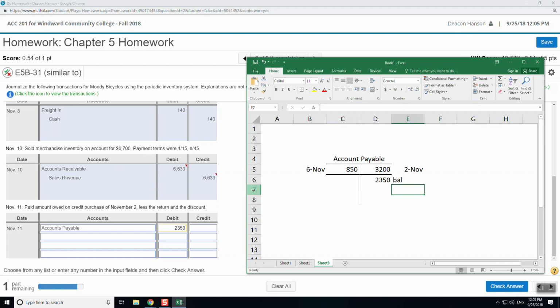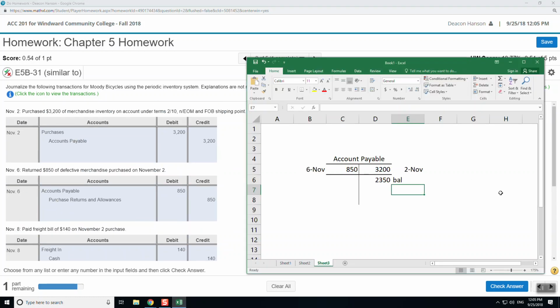There. And you know where I got the entries in the T account from, right? Okay. I'm not even to the discount yet. I'm just getting to the balance that we're paying off. If you trace back November 2nd, when we originally purchased these items, we owed 3,200. Then for some reason we returned some. So when we returned some, that made our accounts payable go down by 850. See that debit to accounts payable in the journal entry?